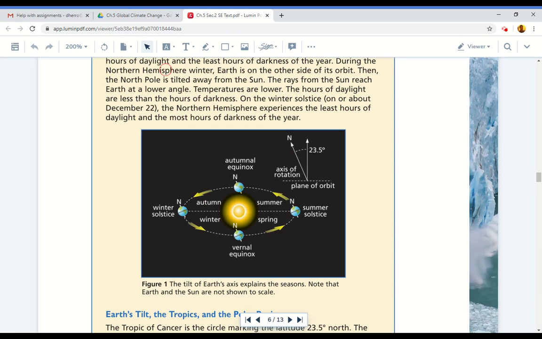During the Northern Hemisphere winter, Earth is on the other side of its orbit. Then, the North Pole is tilted away from the Sun. The rays from the Sun reach Earth at a lower angle. Temperatures are lower. The hours of daylight are less than the hours of darkness. On the winter solstice, on or about December 22nd, the Northern Hemisphere experiences the least hours of daylight and the most hours of darkness of the year.